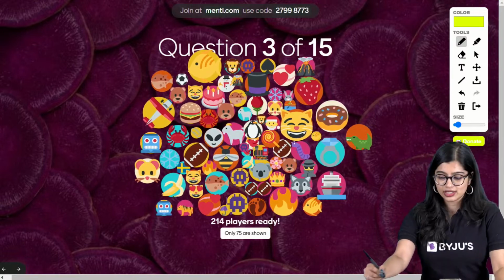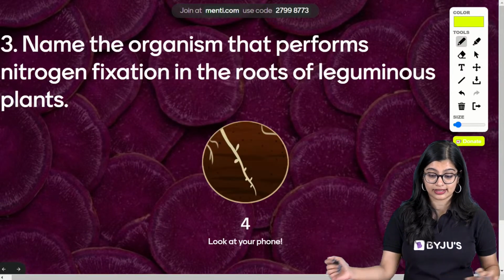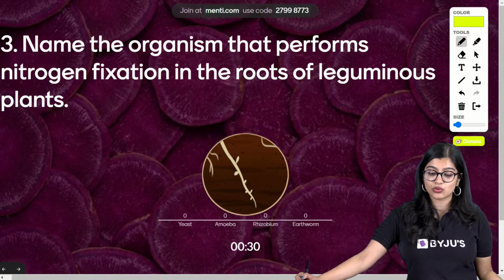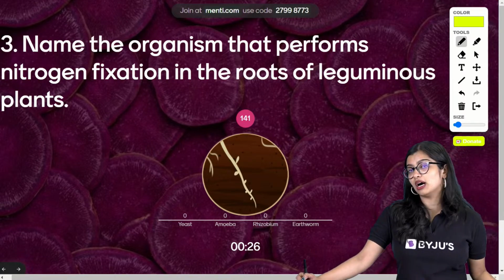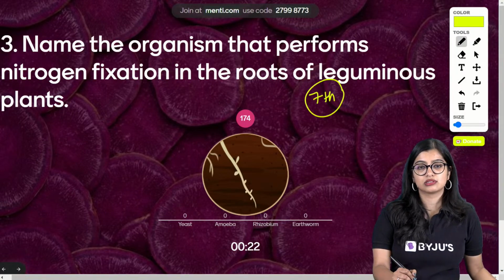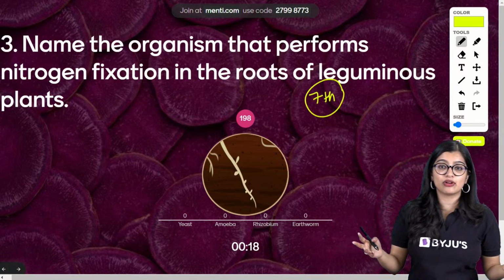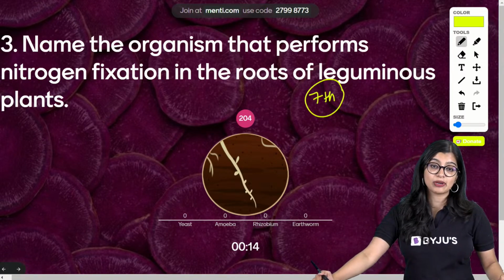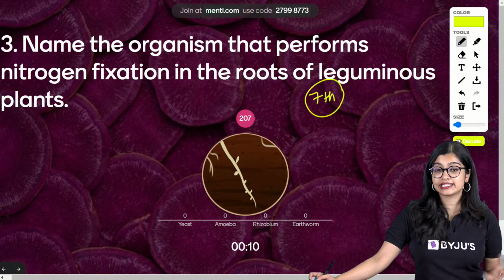All right. Let's quickly move on to the third question. We have 15 questions in total. So let's get started. Name the organism that performs nitrogen fixation in the roots of leguminous plants. Is it yeast, amoeba, rhizobium, earthworm? From 7th standard, we have been learning about this. You should close your eyes and give me the answer. Now again, we will learn more about this particular organism in the next chapter. So now at this point, you should not be telling me, "Arey ma'am, I don't know the answer," right? We all know. Easy question.